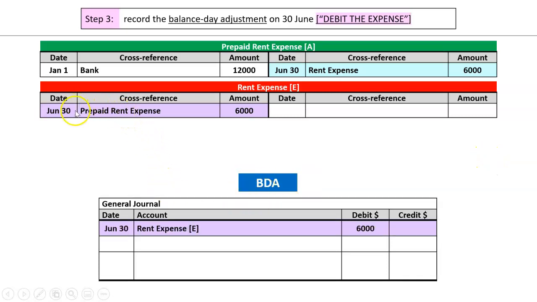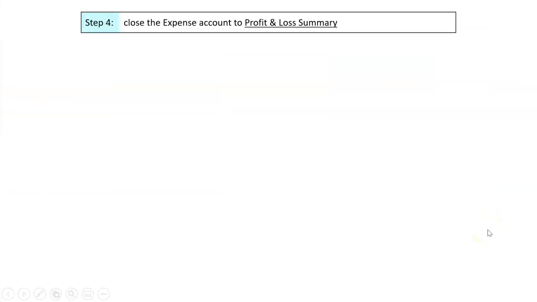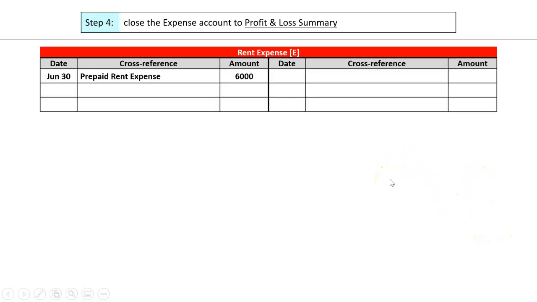I did a debit there to the rent expense account and a credit up here to the prepaid rent expense account, and maybe a little narration. Nearly there. Step 4, close the expense account to profit and loss summary. Well, we learned this in an earlier topic. All the revenues and expenses must be closed to profit and loss summary. So in this case, rent is an expense.